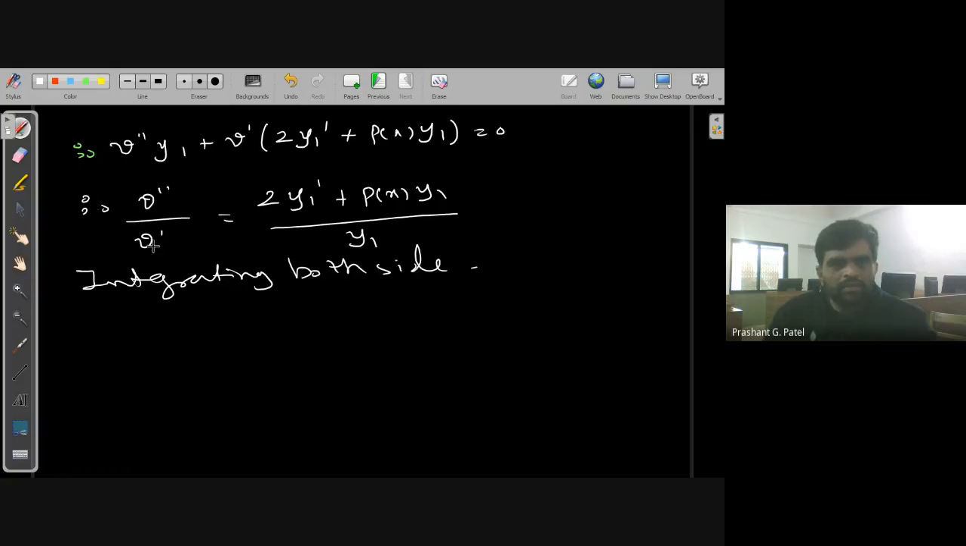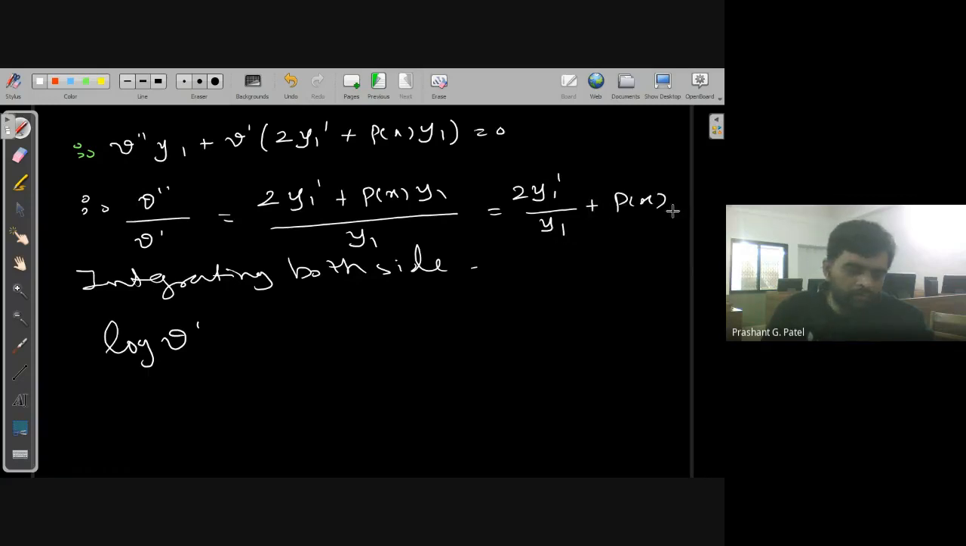See, what is this? It is a derivative, so it is log of v dash. Here, this I can rewrite as 2y1 dash upon y1 plus p of x. This we can write down, because y1 upon y1 is there. Here also the derivative of y1 is there, so it is minus 2 times log y1. And also this plus sign goes on the other side, so it is minus. It is also minus, so it is again minus.